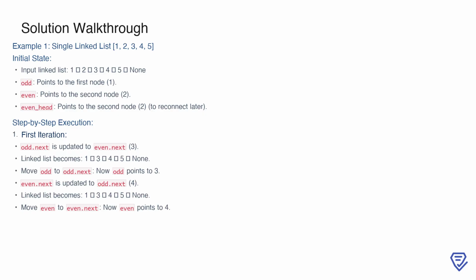Then, we move the odd pointer forward to its next node, so it now points to the node with value 3. Similarly, we update even.next to point to odd.next, which is the fourth node with value 4, skipping the third node. This keeps the even list intact. Finally, we move the even pointer forward, so it now points to the node with value 4. At the end of this iteration, the odd and even pointers are ready for the next step.